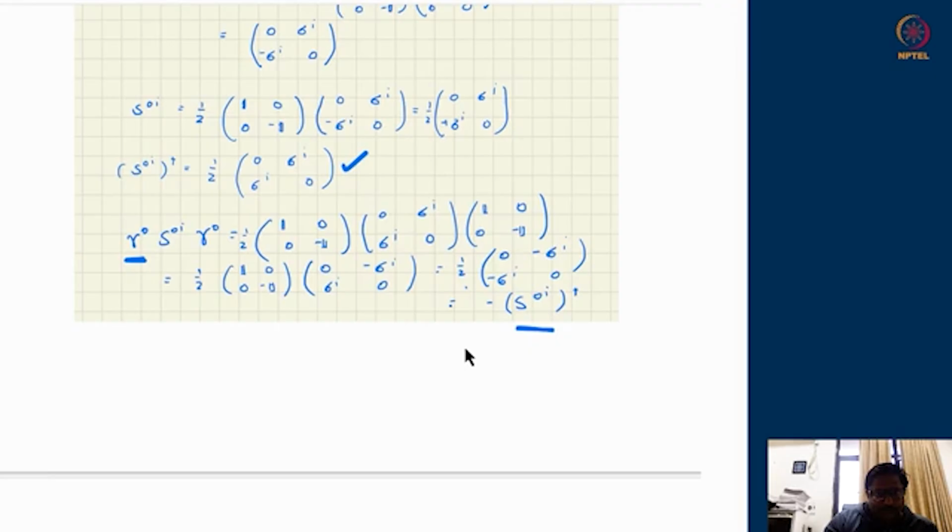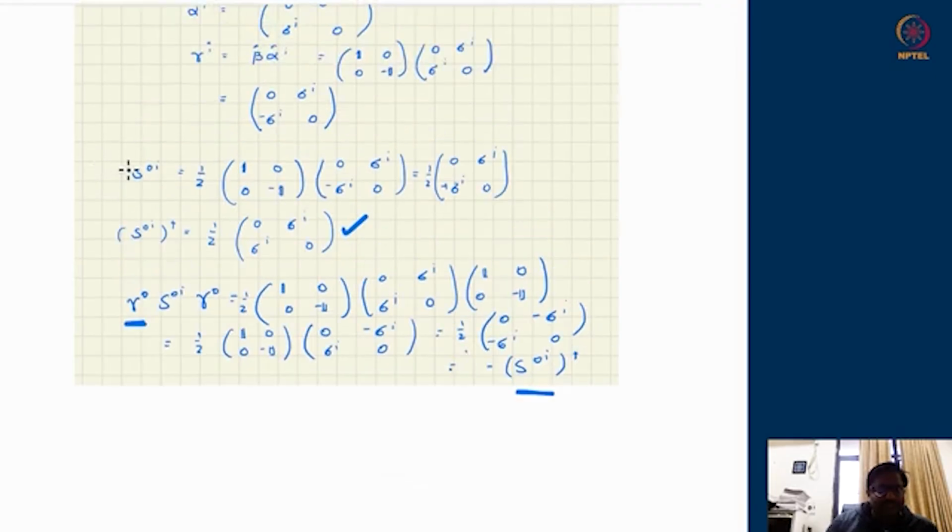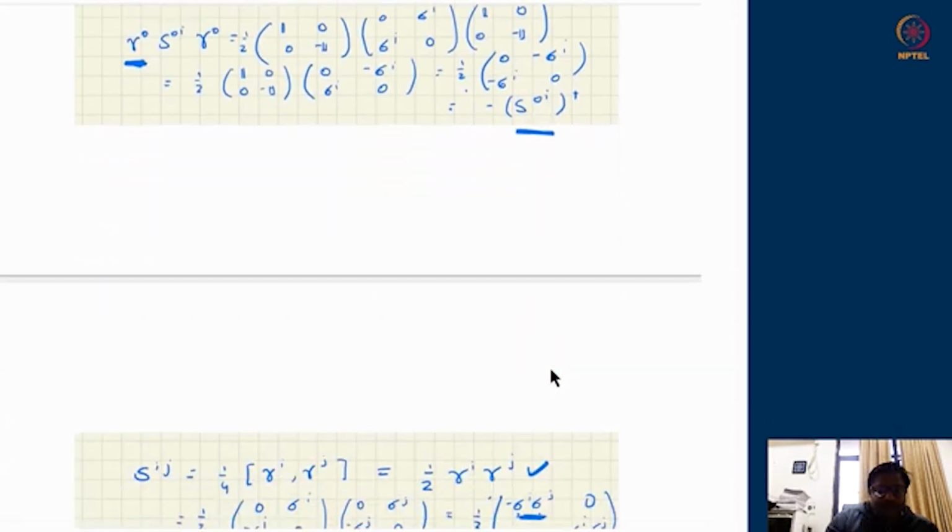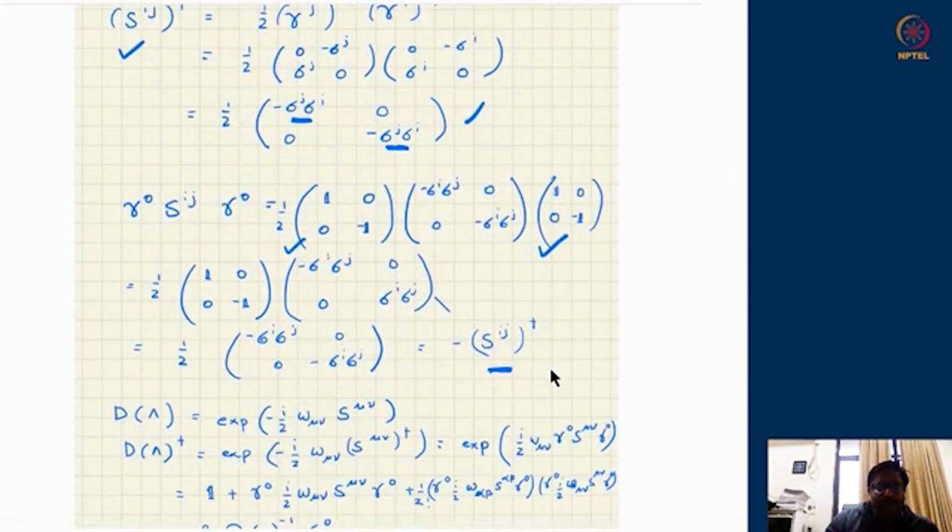What have we done, to recapitulate? We had previously seen S_0i and S_0i dagger are equal to each other. They are Hermitian. So rotations are generated by Hermitian transformations. Therefore, rotations are unitary transformations. And rotation generators squeezed between gamma 0 became the minus of their Hermitian conjugate. Boost generators are not Hermitian, but still boost generators squeezed between gamma 0 do become minus of their Hermitian conjugate. This is a very important relation which has an implication for the next line which we are going to write.